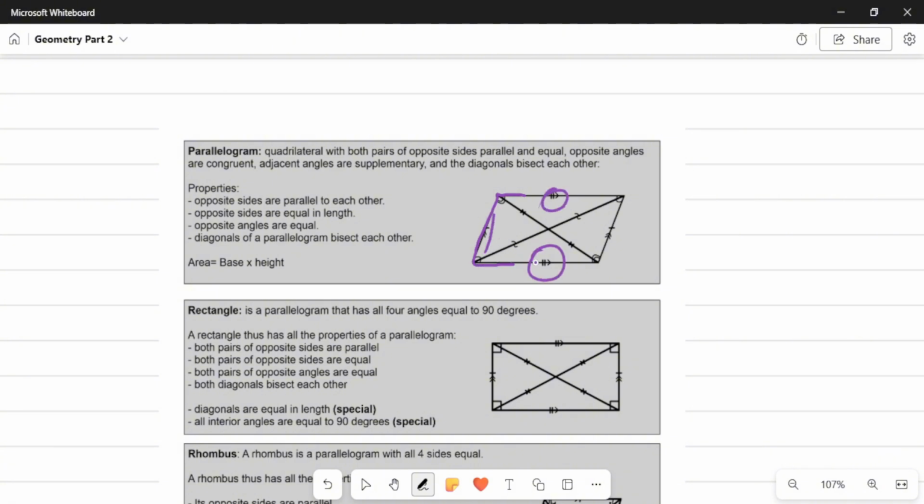Because these sides are parallel and this becomes the transversal. Right, so that's what we mean by adjacent angles are supplementary and the diagonals bisect each other. Don't worry about any of that. You only focus on the properties.